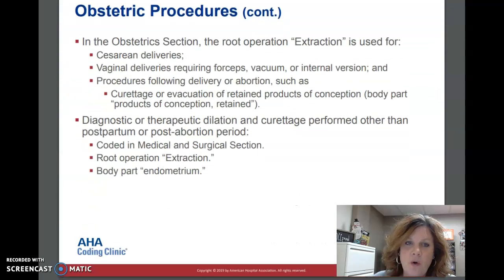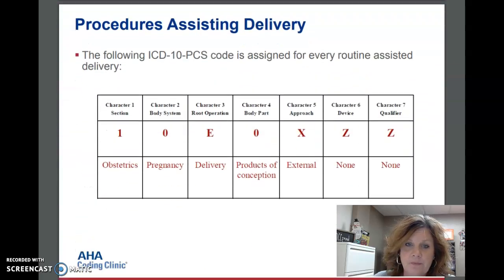A lot of times we're looking at the root operation extraction. This is used for C-sections, vaginal deliveries with forceps, vacuum, internal version. We also have therapeutic D&C performed in other postpartum. Here we have just procedures assisting delivery. This is a routine assisted delivery.